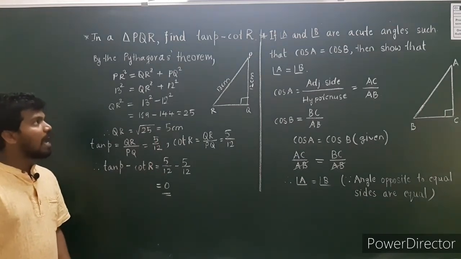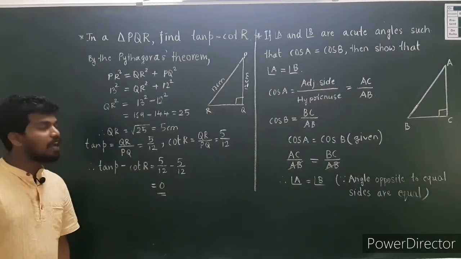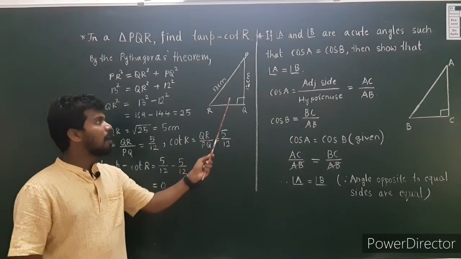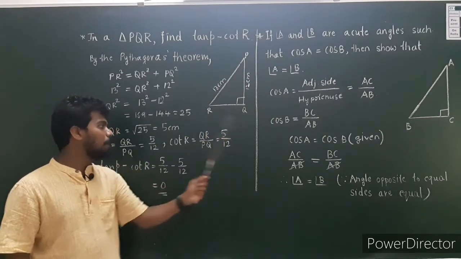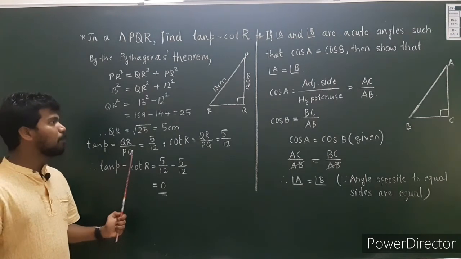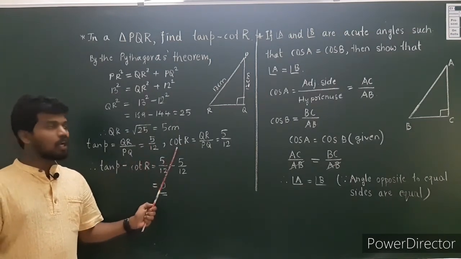Next, tan P. Where is the angle P here? What is the definition of tan? Opposite side by adjacent side. So the opposite side is QR divided by PQ. What is the value of QR? 5 by 12.